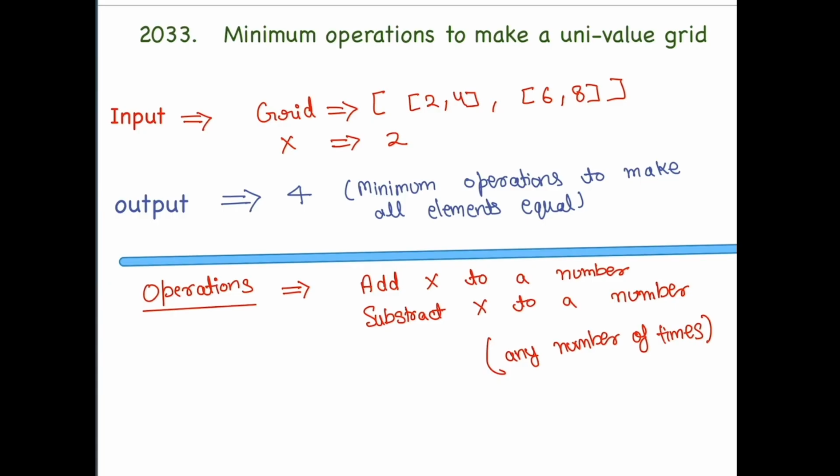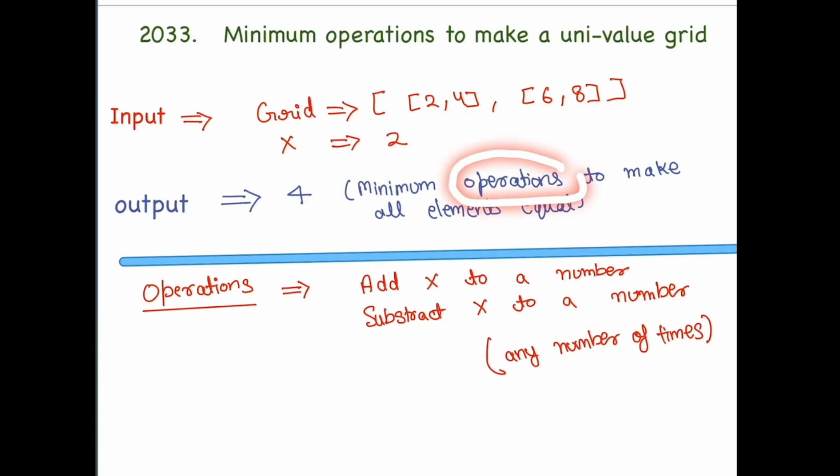In this particular question, we are given two inputs. We are given a grid and we are given a number x. The grid is two-dimensional data and the number x is an integer. What we need to output is the minimum number of operations to make all the elements in our grid equal. Right now you can see the elements of our grid are 2, 4, 6, 8. They are not equal. We need to make all of them equal, and we need to make sure that we do the minimum number of operations to make all of them equal.